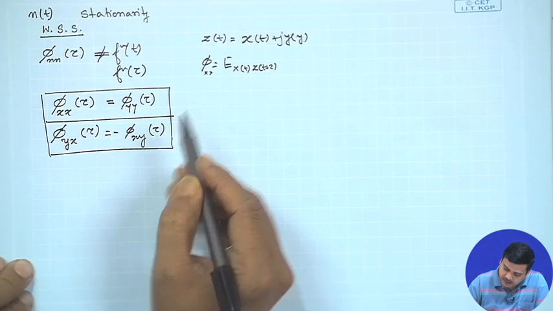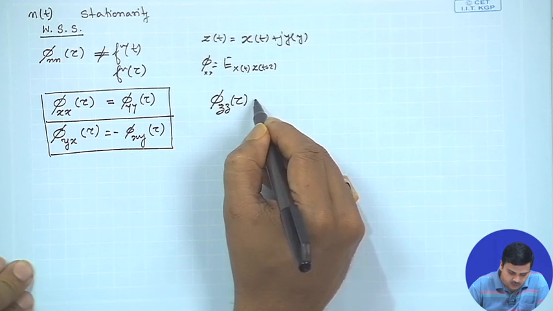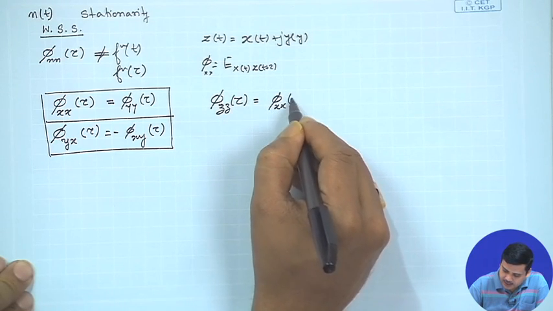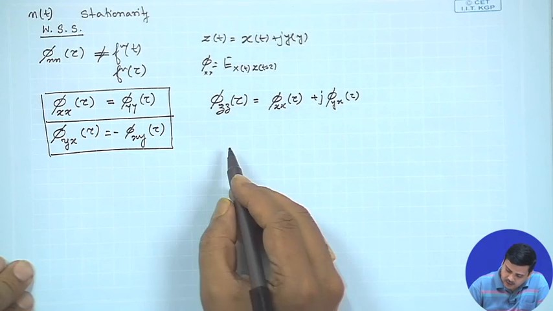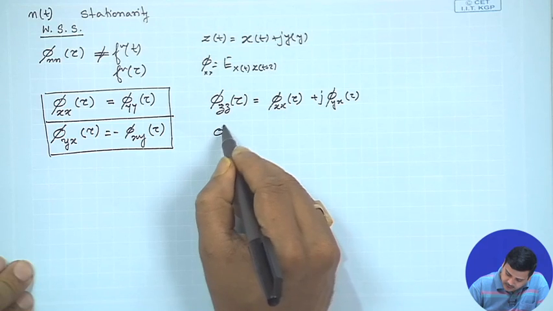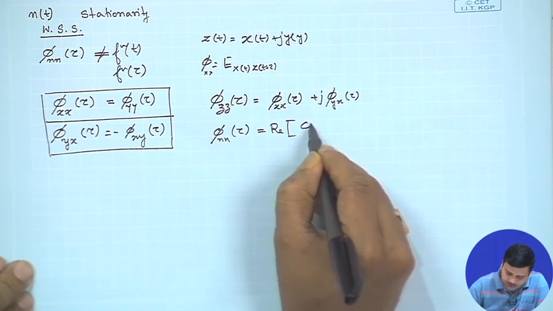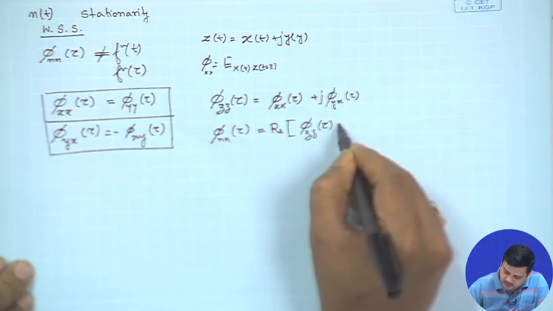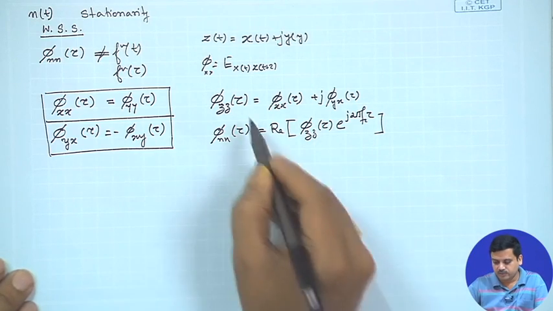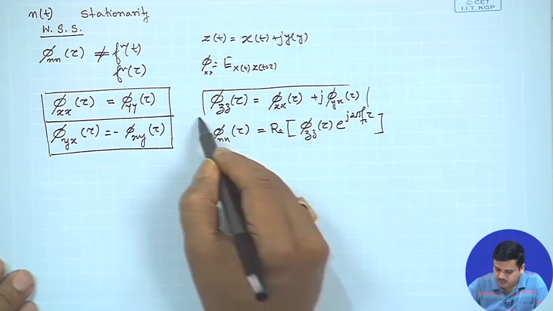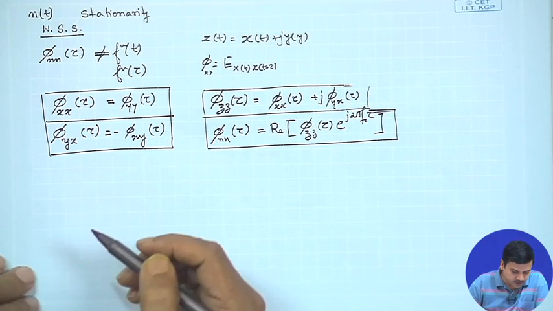And then we also had the relationship that phi_zz of tau is equal to phi_xx of tau plus j phi_yx of tau, and we could connect that phi_n of tau is equal to the real part of phi_zz of tau e to the power of j 2 pi f_c tau. So these are some of the relationships which we had established in the previous lecture, and this would help us, of course.